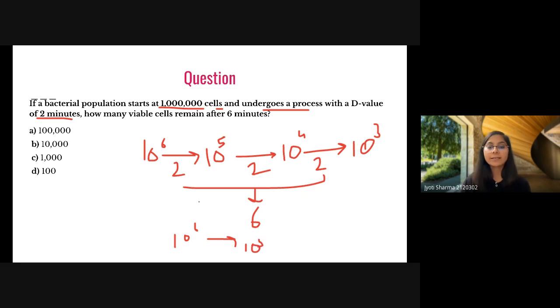And the question was like that only, you need to tell how many viable cells remain after 6 minutes. So after 6 minutes, 10 raised to power 3, and this will be equal to 1000, right? So if you have a D value of 2 minutes, it means one log of the bacterial cells will be reduced in 2 minutes.